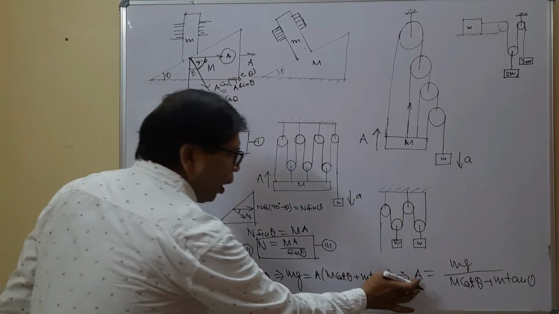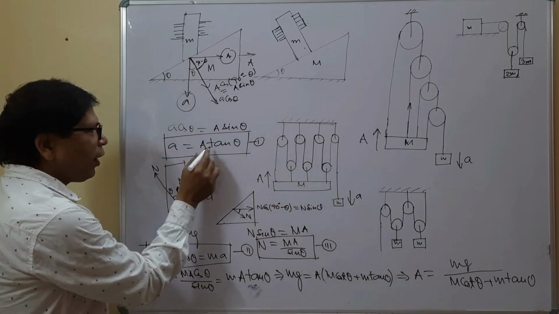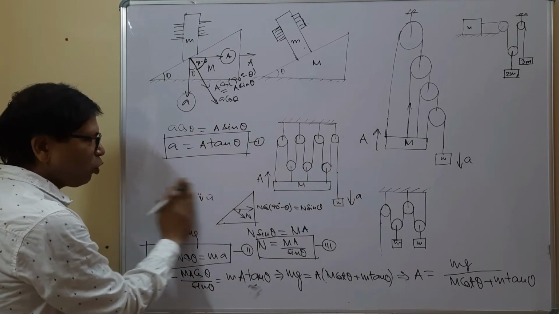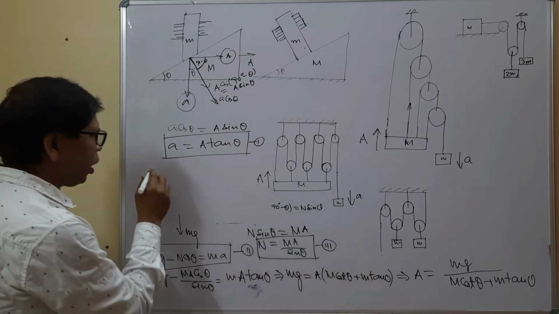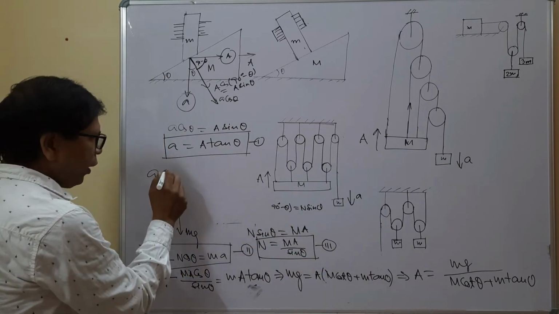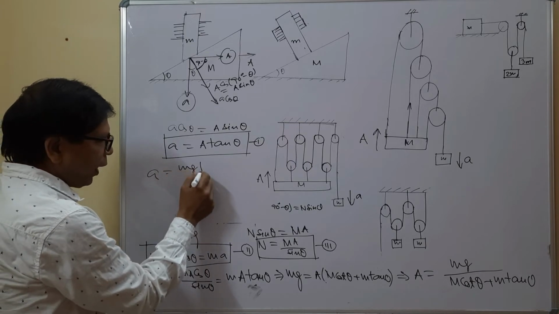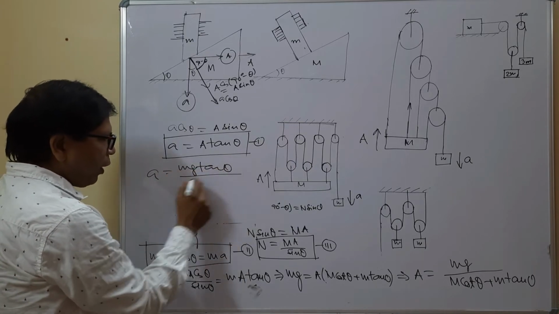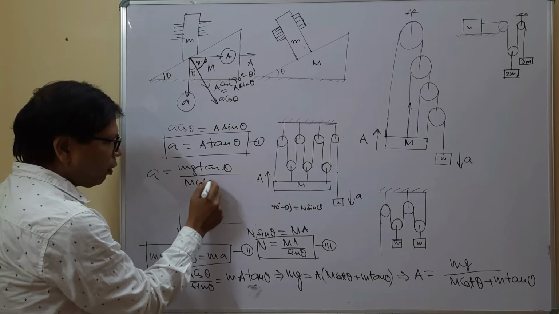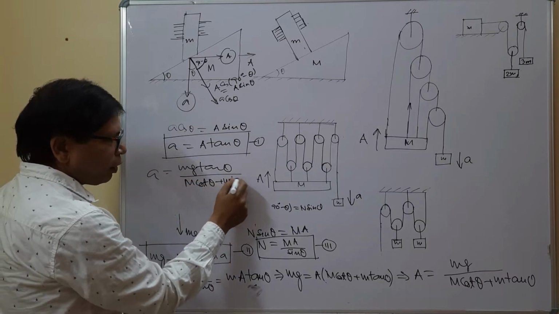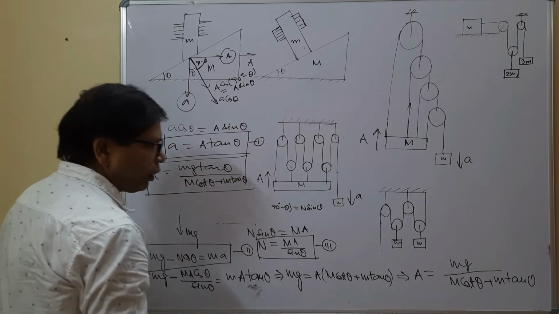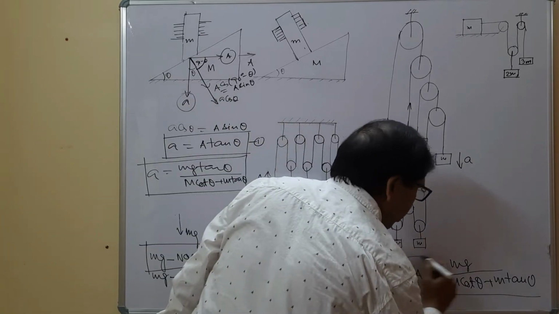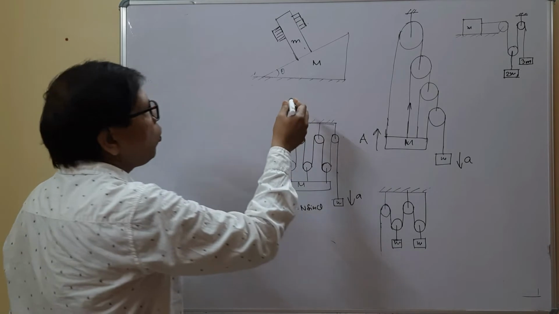Now if we put the value of capital A here, we get small a. So the acceleration of small a becomes a equal to mg tan theta divided by (capital M cot theta plus small m tan theta). Okay, this is answer 1 and this is the other answer. Okay, understood?